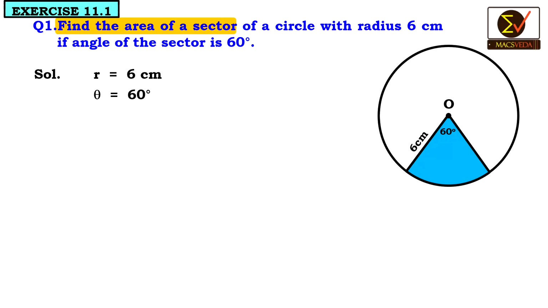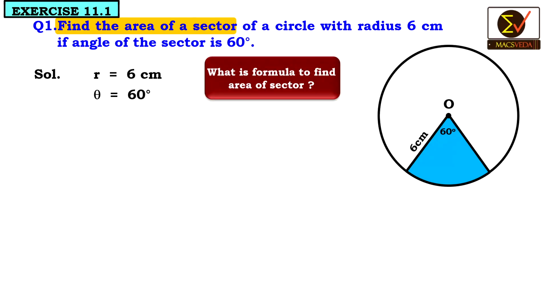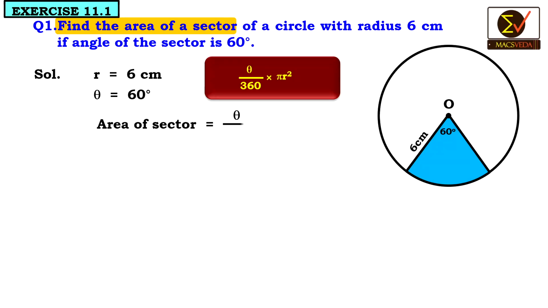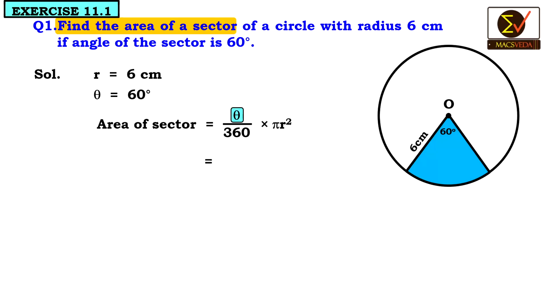So we need to find area of the sector. What is the formula to find area of a sector? So that is theta by 360 into pi r square. So area of sector is theta by 360 into pi r square. So here theta is 60. 60 by 360 into pi. Pi is 22 by 7.